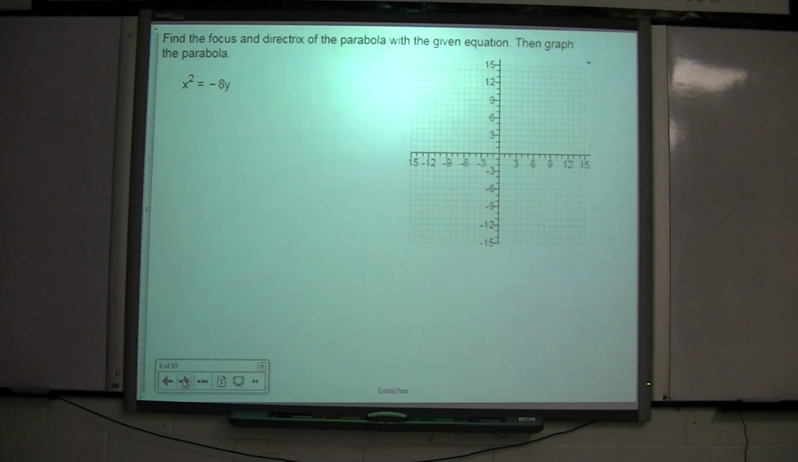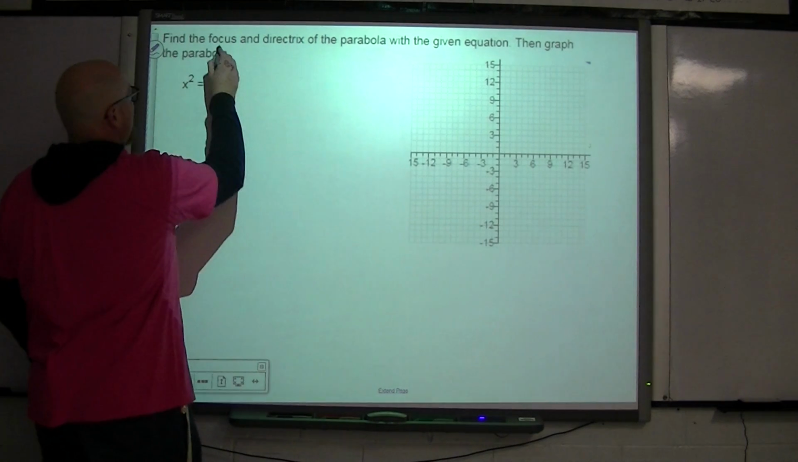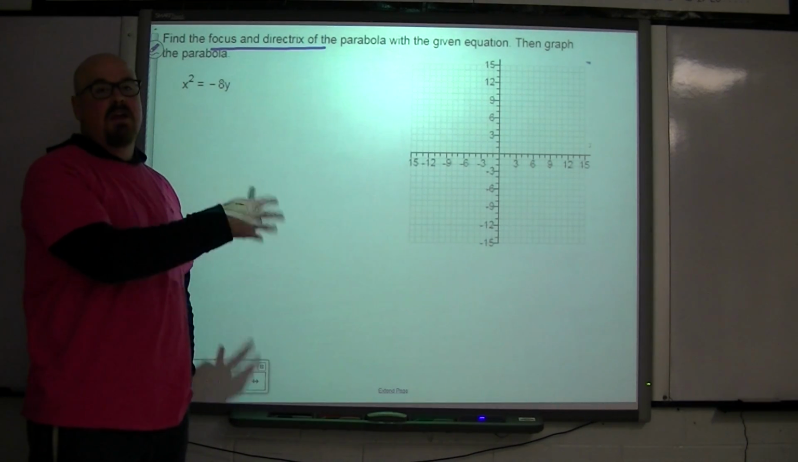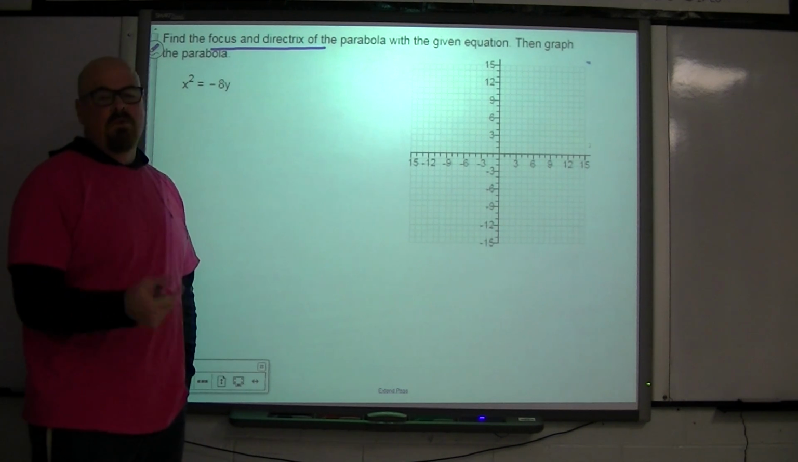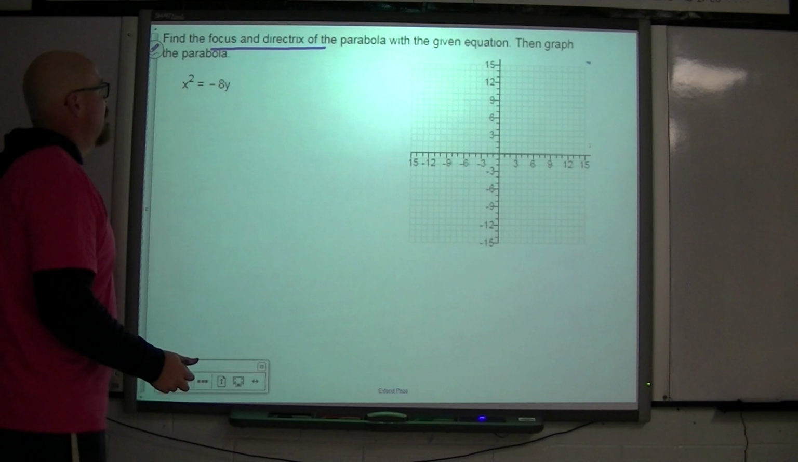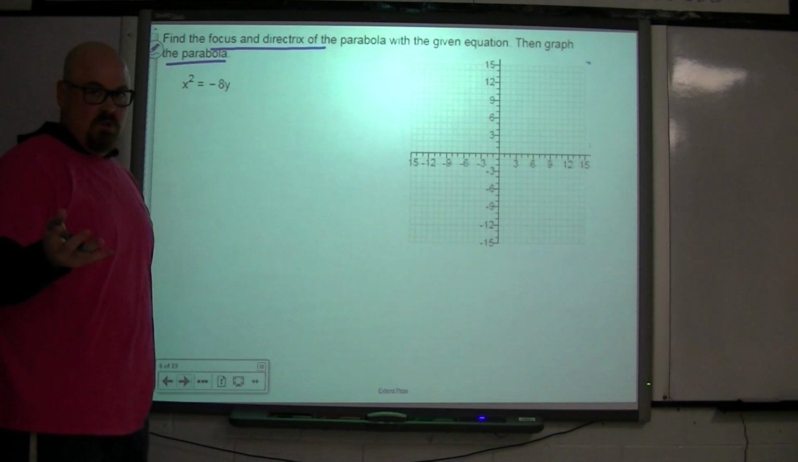Okay, example number 2 here. Similar setup. Find the focus and directrix of the parabola, and this is what the homework's going to look like. There's going to be a worksheet on Tuesday, but there's also a math Excel to kind of keep things going as well. Okay, find the focus and directrix, and then graph the parabola, which we're going to do anyway.